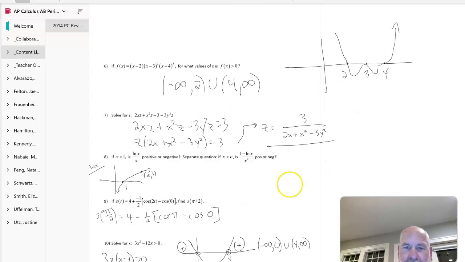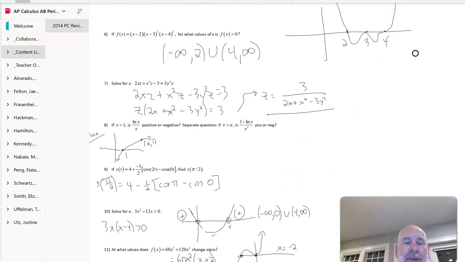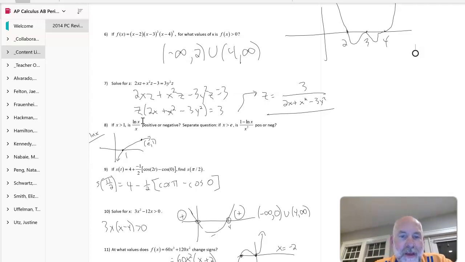I solved 7. Not going to talk about it. 8. Big thing was, do you know your natural log values? When is natural log positive? When is it negative? So if x is greater than 1, then natural log of x gives you positive answers. This is what a natural log x graph looks like. And so if x is greater than 1, then natural log x is going to give you a positive answer.